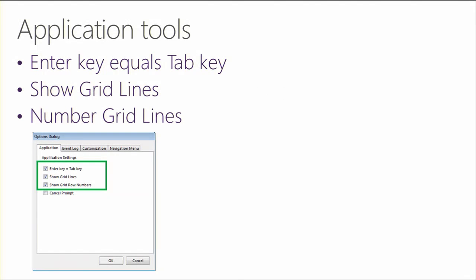Within those tools, you can also change the way your system looks and feels for you specifically. If you're used to hitting the Enter key, Dynamics by default uses the Tab key to advance from field to field. If you like the Enter key, you can check this box, and then when you hit the Enter key, the cursor will move for you rather than having to hit the Tab key. Also, you can have grid lines in any entry screen, and those grid lines can be numbered. If you want numbers going down the left-hand side, just show grid lines and numbers, and those numbers will show.